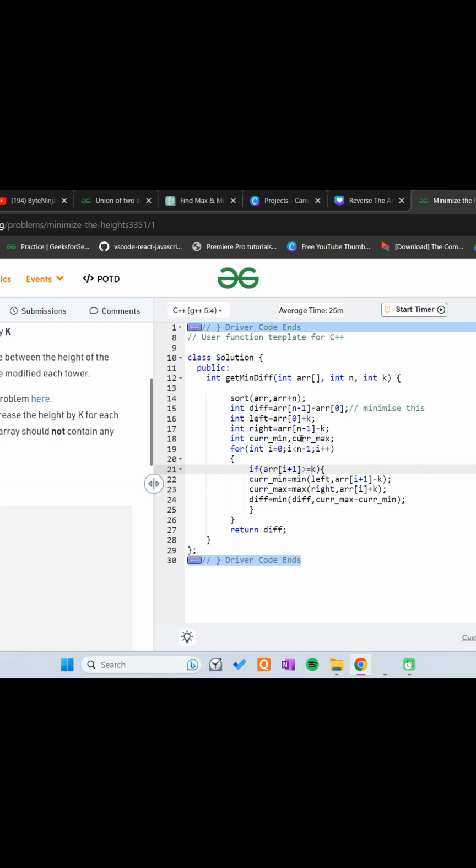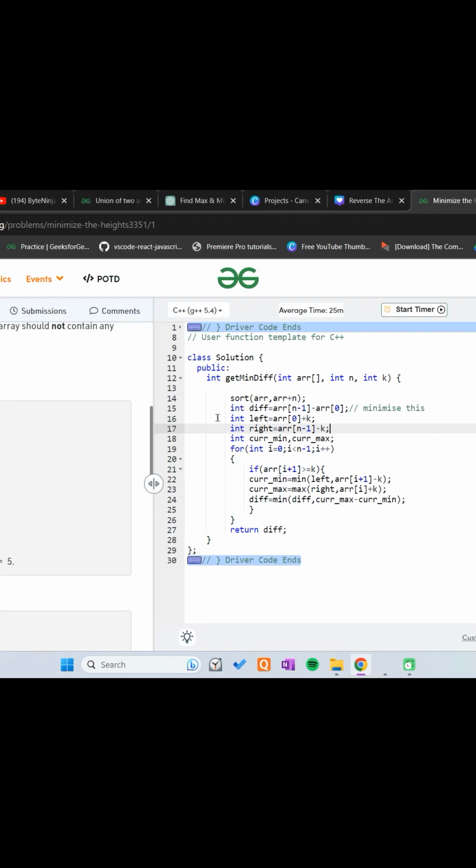Thank you. And one thing, the time complexity is O(n log n) for the sorting function. Then these are variables, so no extra space is used. The time complexity of this for loop is O(n minus 1), so O(n log n) and O(n). So n log n plus n is nothing but n log n, so the time complexity is O(n log n).